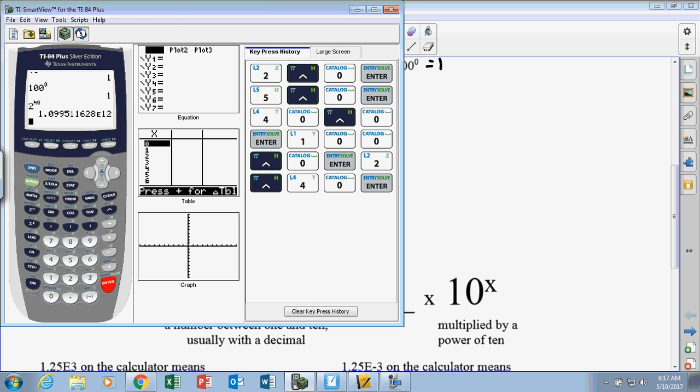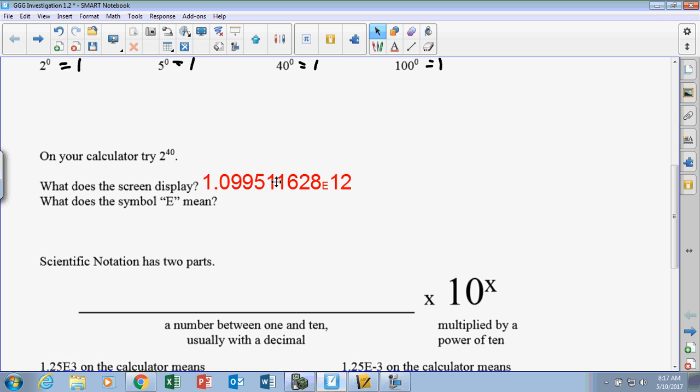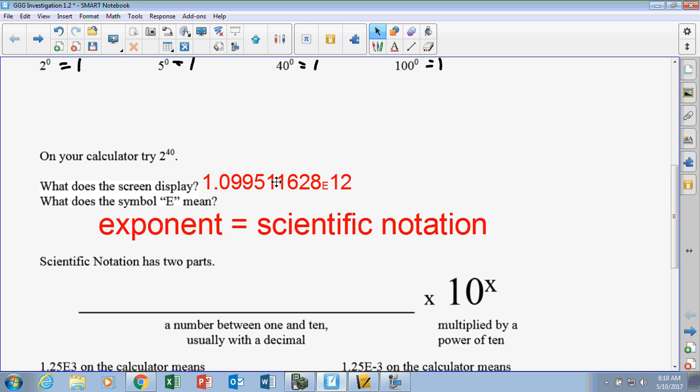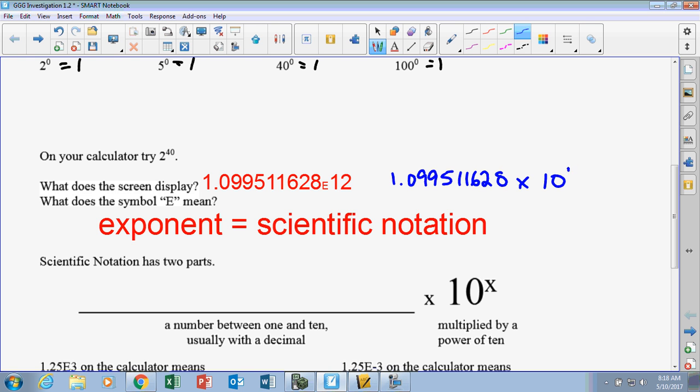Everybody got that, right? So what do you think the E means? E kind of stands for exponent. That number is written in what we call scientific notation. Okay? So an easier way to write this number would be, and that's kind of lengthy, but we'd write it like this.